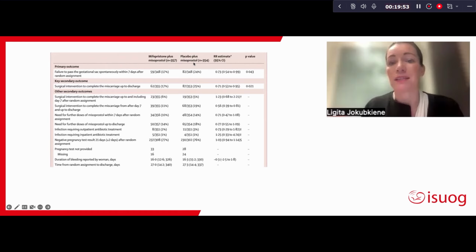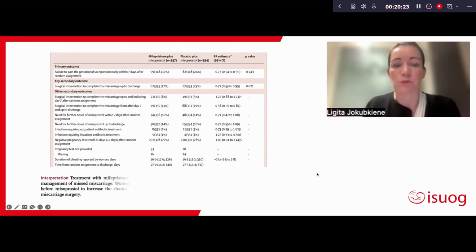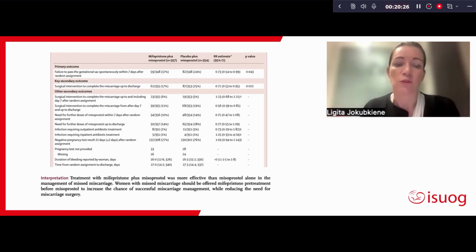We can see that women that received placebo plus misoprostol were more likely to fail to pass the gestational sac spontaneously within 7 days compared to those that got the combined treatment. And for the secondary outcome, which was surgical intervention to complete miscarriage, we can see that more women in the placebo group required a surgical intervention. We can also see for the other secondary outcomes that the outcomes were very similar between the groups. And it has been concluded that mifepristone and misoprostol was more effective than misoprostol alone in management of miscarriage.